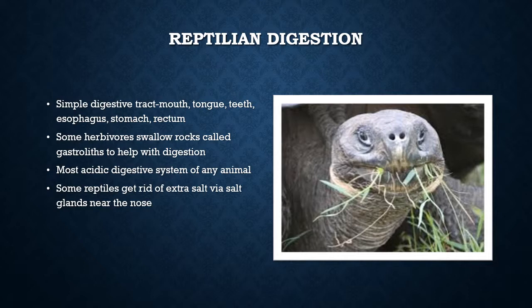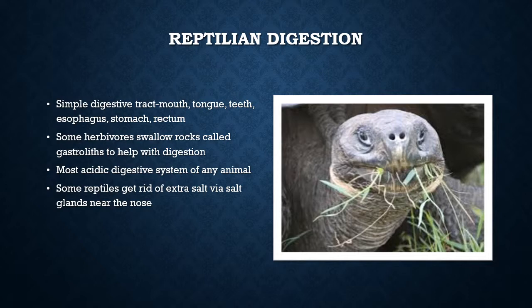Okay, so I mentioned that reptiles sort of have a unique digestive system. They have a very simple digestive tract: mouth, tongue, teeth, esophagus, rectum. That straight tube-like plan, complete digestive system. And then I mentioned before that some herbivores have gastroliths, and this is particularly true of tortoises and some turtles. They swallow rocks. That's what are called gastroliths, and they help with digestion just by grinding the foliage that these tortoises and turtles eat.